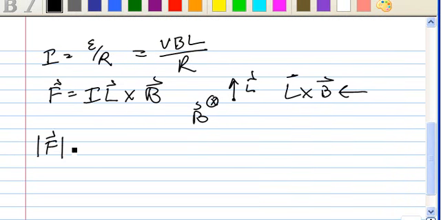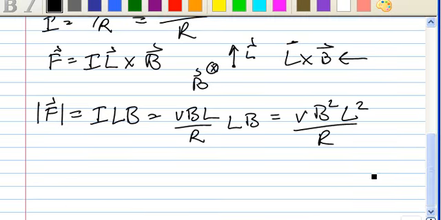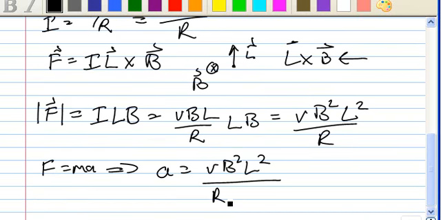Let's compute the magnitude of this force. It's equal to the current times the length times the B field. L points up, B points into the page, so it's a 90-degree angle between the two. The magnitude of the cross product L cross B is equal to LB. We have an expression for I, which is VBL over R, times L times B. That's just equal to V times B squared times L squared over R, and that's the force that's applied. Now this problem asks for the acceleration, and force is equal to ma. So the acceleration is equal to V B squared L squared over Rm.